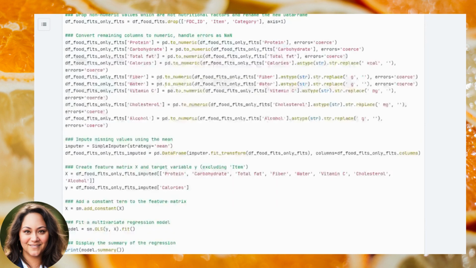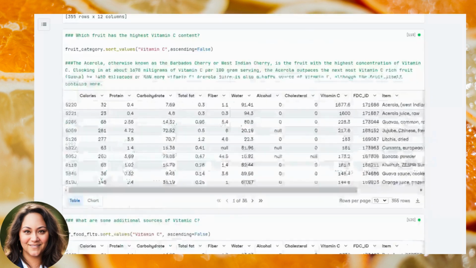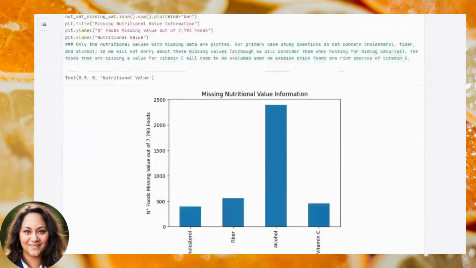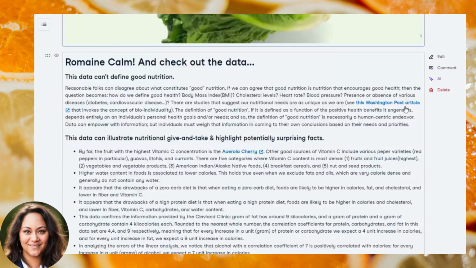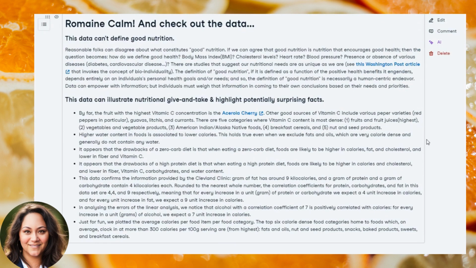So cool. So if I scroll all the way back up to the top here, you can see my executive summary. So in brief, I found that fruit with the highest vitamin C is the acerola cherry by a huge margin. And other good sources of vitamin C include various pepper varieties, guavas, lychees, and currants. I found that higher water content in foods is associated to lower calories.